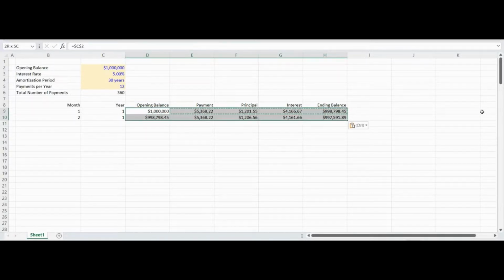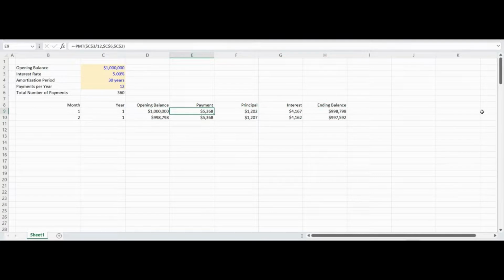The ending balance is equal to the periodic opening balance less the periodic principal payment. The subsequent period opening balance is equal to the preceding ending balance. Payment to ending balance can be pasted into month 2.